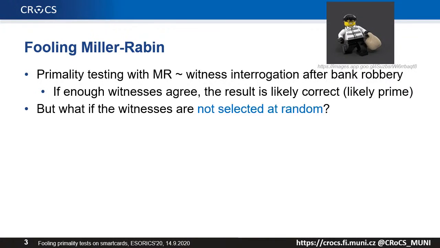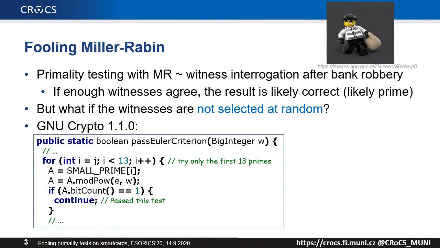But there is a catch. What if the witnesses are not selected at random and the suspect had the chance to first bribe these witnesses? In that case, of course, they will say no, this is not a thief, and we will let the suspect go, despite the fact that he is a thief. And this is exactly what can happen in a weak Miller-Rabin implementation, where the witnesses are actually some small tests testing for primality. And if we're not selecting them at random, one can construct the number so it will pass these witnesses despite being composite.